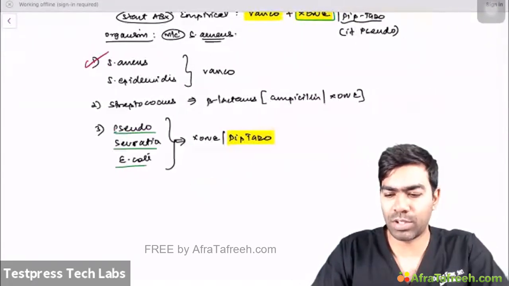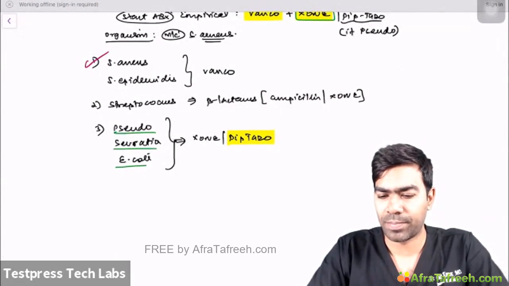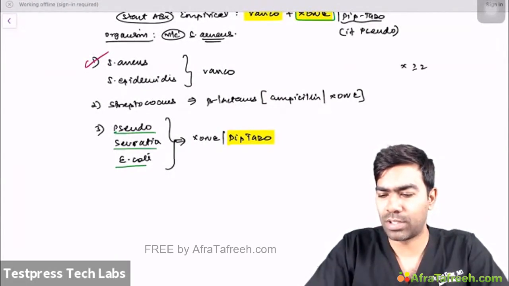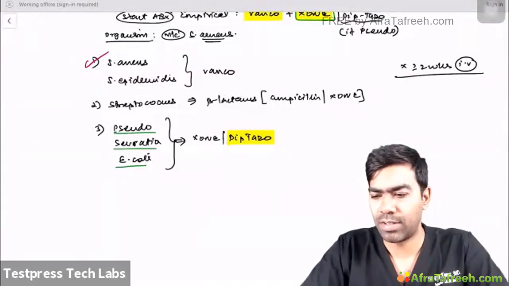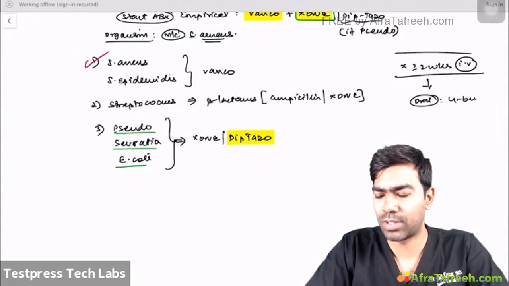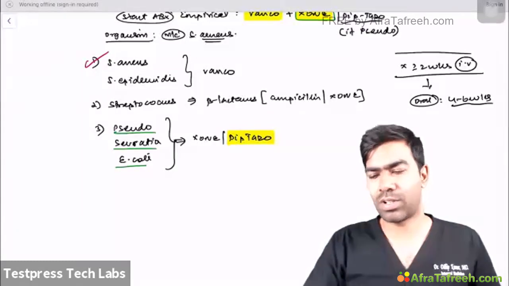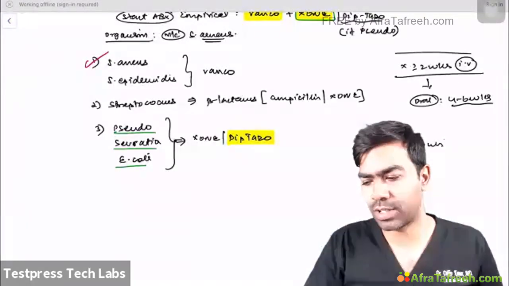Remember, the minimum duration of antibiotics should be at least 2 weeks IV. At least 2 weeks, you have to give IV antibiotics, minimum 2 weeks IV, and then followed by oral antibiotics at least for 4 to 6 weeks. An appropriate oral antibiotic at least for 4 to 6 weeks, which means the treatment for septic arthritis should be at least 6 to 8 weeks in total.